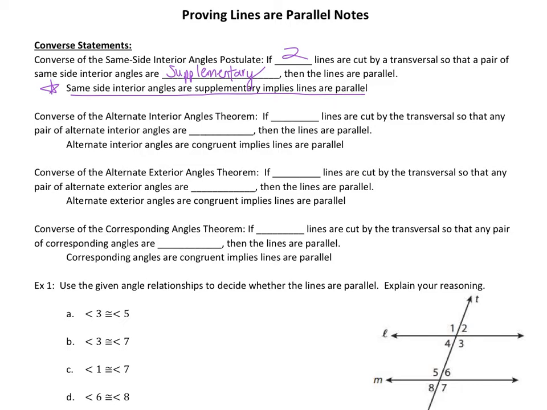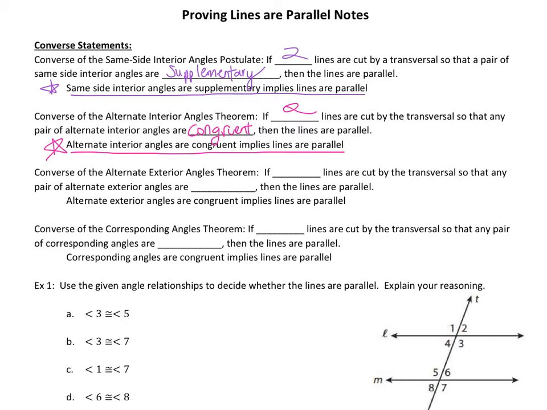So the converse of the alternate interior angles theorem is if we have two lines cut by the transversal so that those alternate interior angles are congruent to each other, then that implies that our two lines are going to be parallel to each other. And here's our brief explanation of that as well.